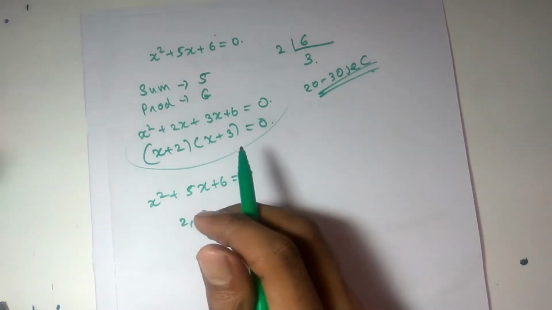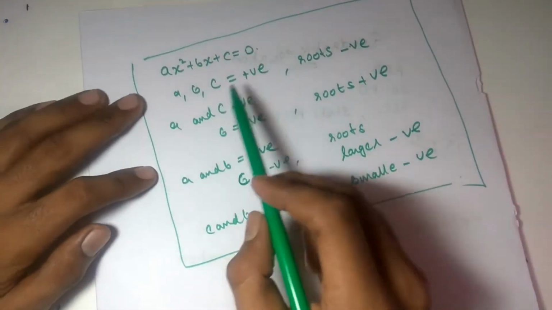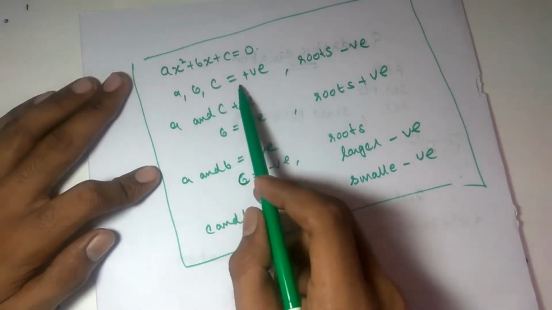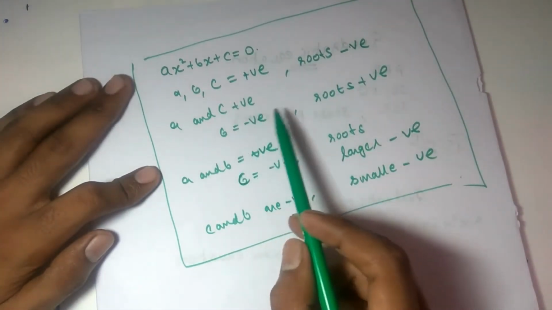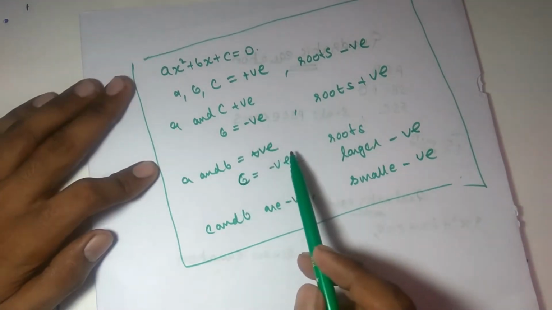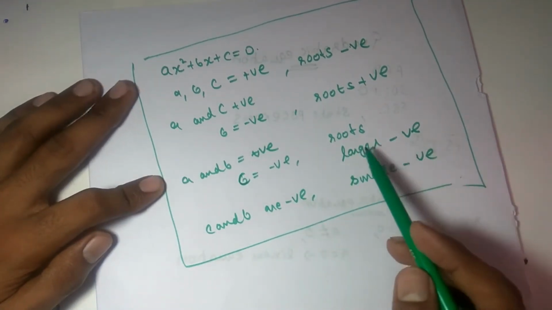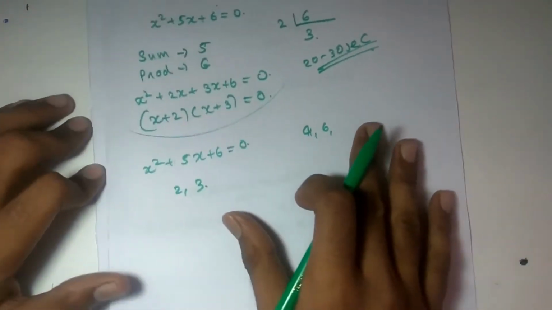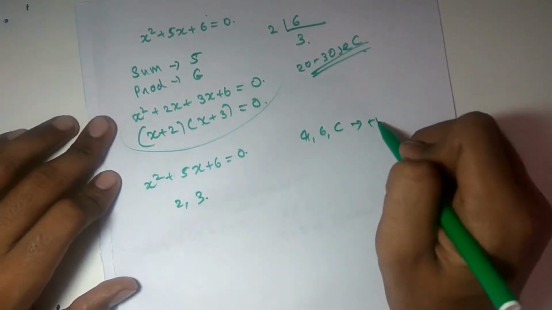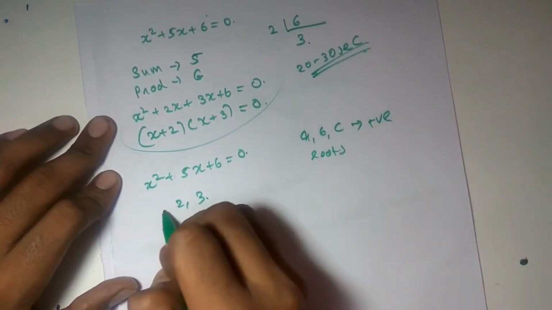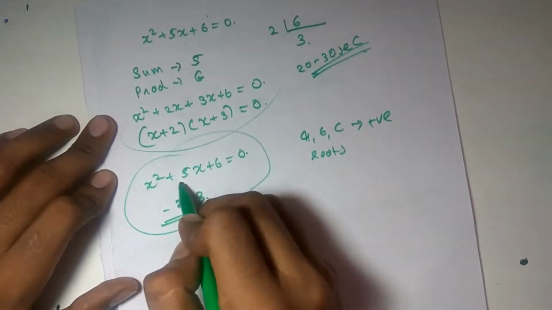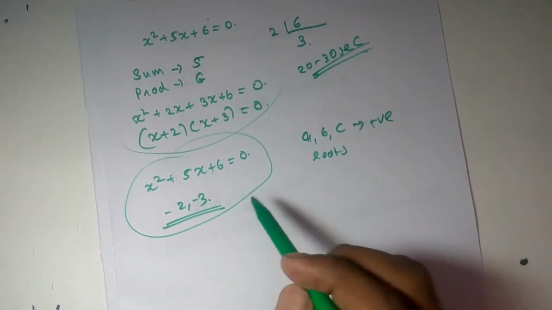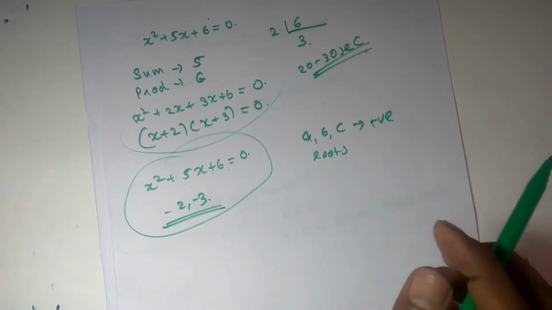Now, looking at the previous session, we just understood that when a, b and c are positive, the roots are negative. When a and c are positive and b is negative, the roots are positive. And when a and b are positive and c is negative, the larger root is negative. So applying this concept, here a, b and c are positive, so the roots would be negative. So just put a negative sign. For x square plus 5x plus 6, just find a split and put a negative sign. In this way, we can find the roots in seconds.